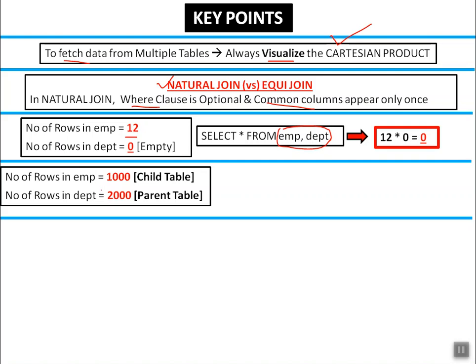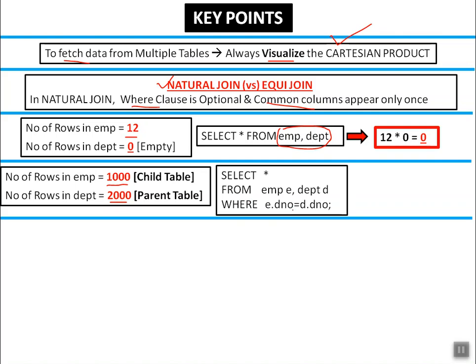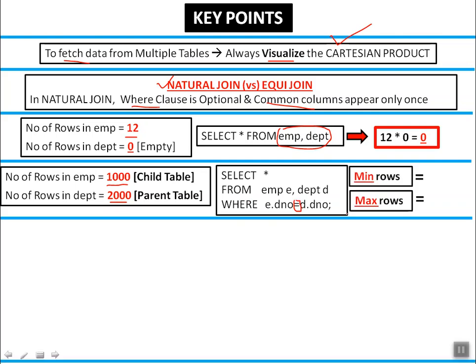Look at this. Number of rows in EMP 1000, that is the child table. Number of rows in department 2000. What kind of join is it? Equi-join. When does the minimum come, when does the maximum come? This question you need to answer carefully, guys.